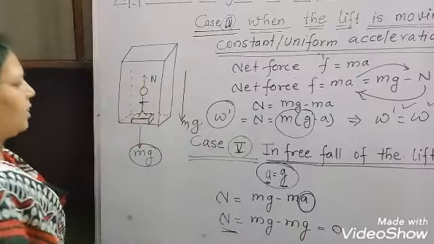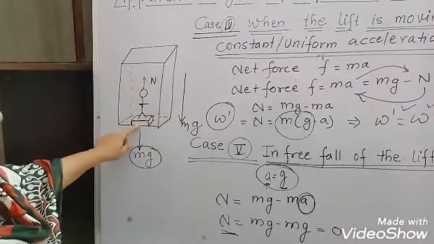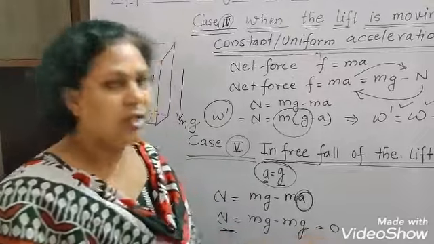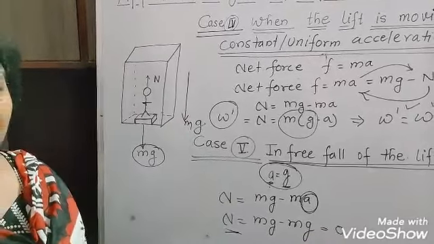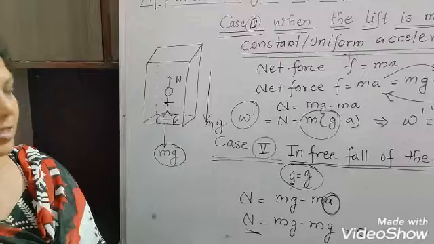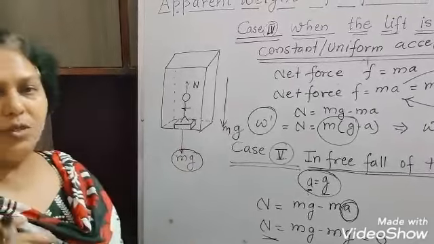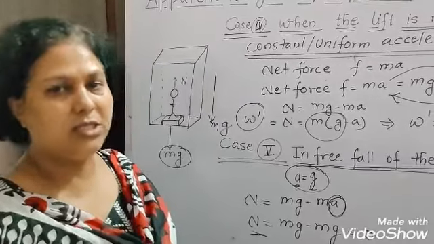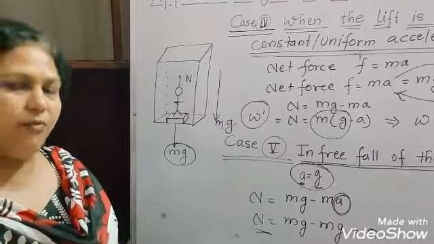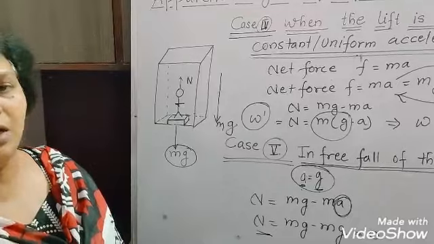That means the weighing machine will show reading 0. That means the person will feel weightlessness. Means no weight will be measured by the weighing machine, or the person will feel weightlessness in this situation when the lift is falling freely under gravity.